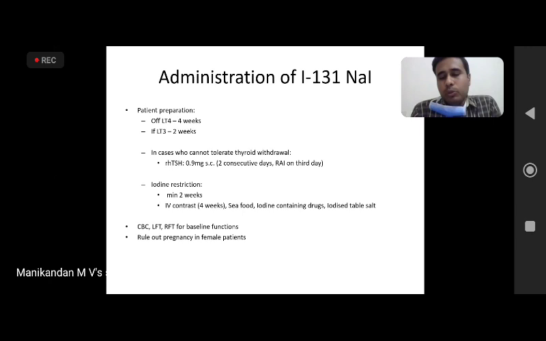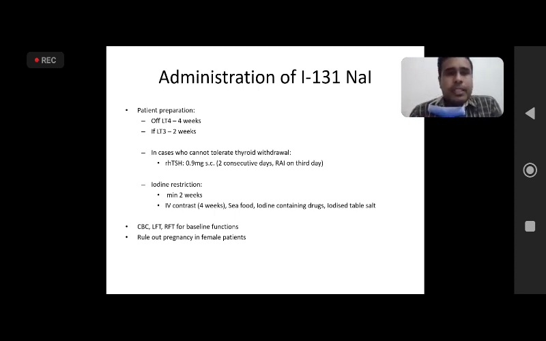So moving on to the administration of radioactive iodine. How do we prepare the patient? We ask the patient to stay off L-thyroxine. If the patient is taking T4, then they should stay off for a minimum of 4 weeks. If the patient is on T3, they should abstain from taking T3 for a minimum of 2 weeks.